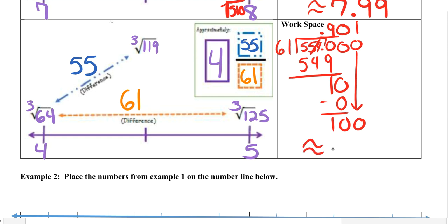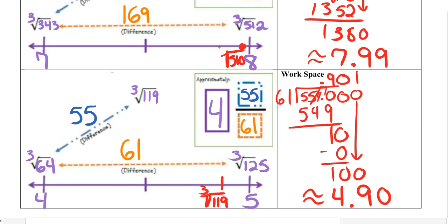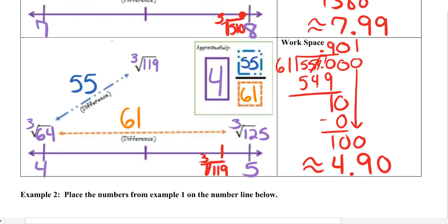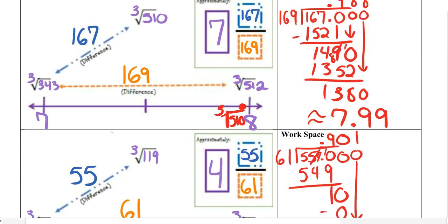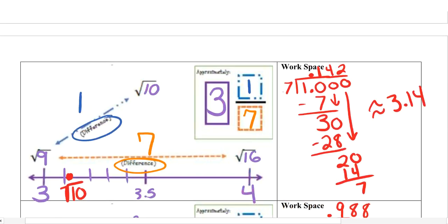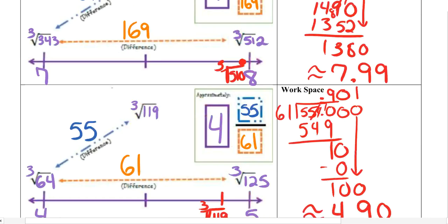So we would get that our approximate value would be 4.90 if we were rounding to the nearest hundredth. So 4.90 would be pretty close to 5, not as close as our previous example, and that would be the cube root of 119. I actually need to go back up here. This would be the cube root of 510. Okay, so then if we're putting these on the number line, we can see we have an example between 4 and 5, 7 and 8, 3 and 4, and 2 and 3.